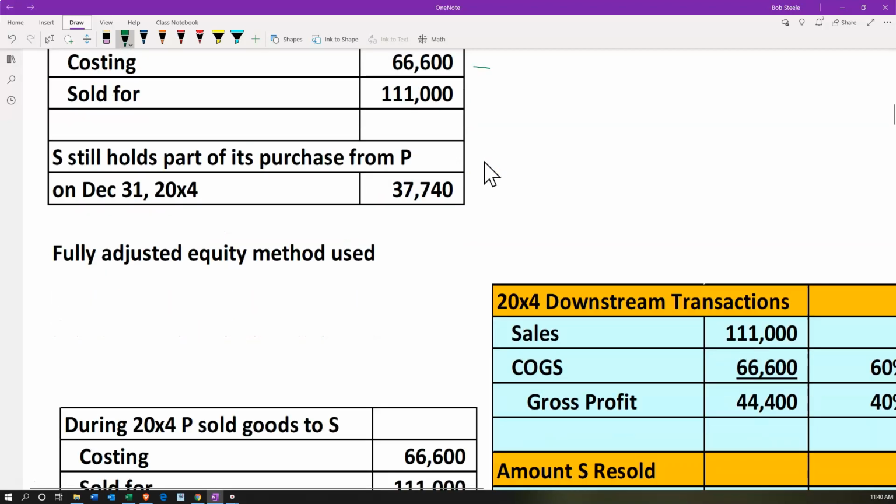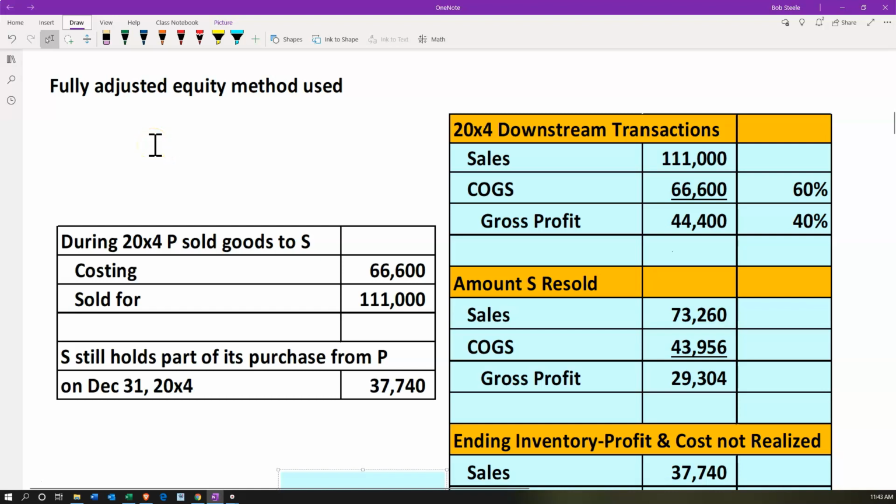And then S still holds part of its purchase from P on December 31st. So how much is still there, and how much did they sell out? We're saying they held on to 37,740. Note again, a question could give this information either way. They could tell you what they're still holding, or they could tell you what of the amount they got they actually sold.